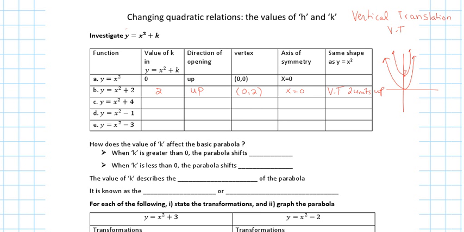What's the k value for y equals x squared plus 4? What's the k value? Direction of opening? Vertex? Axis of symmetry. And a vertical translation, 4 units up.